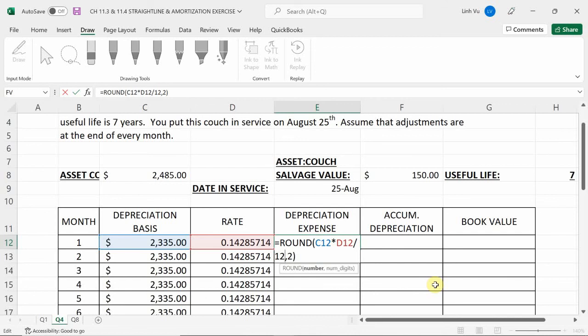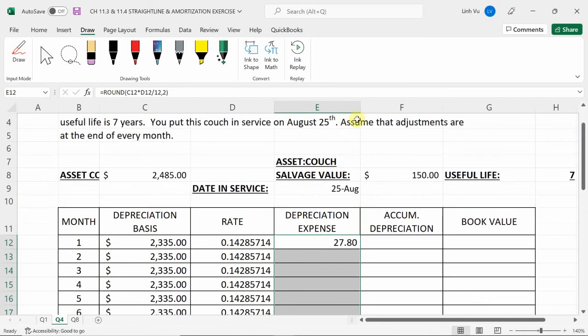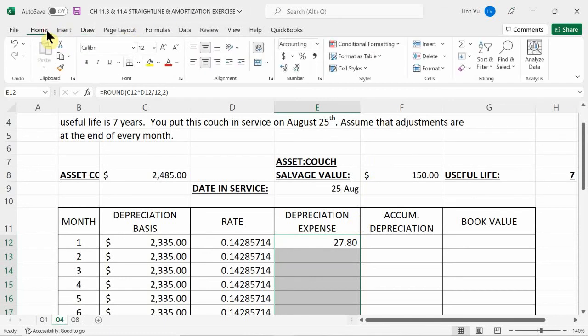So what's $333 divided by 12? It's $27.80 for the month. Okay? Now, the question is, am I going to consider partial years? No, because we're adjusting every month.